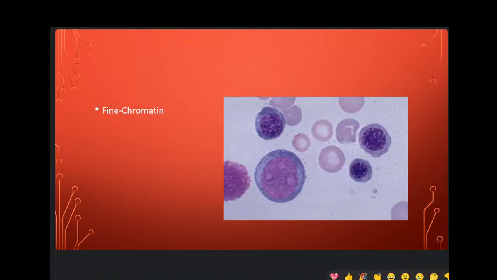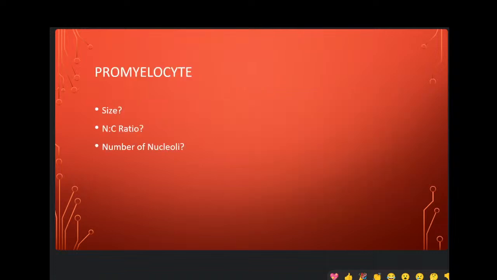Let's talk about the next slide. I think we're going to talk about promyelocytes. Okay? Promyelocytes have a smaller size. Almost the same size, rather. It's about 15 to 21 micron. Tumaas ng konti, sir. Parang lumaki siya ng konti, no?